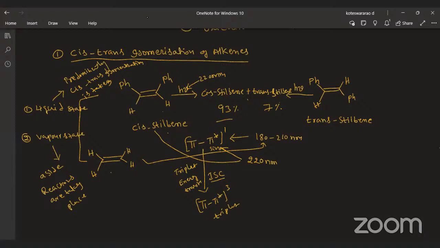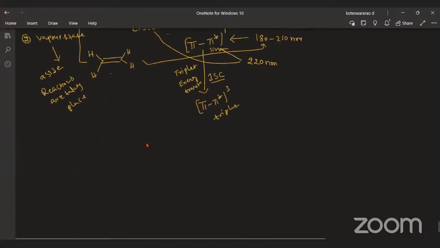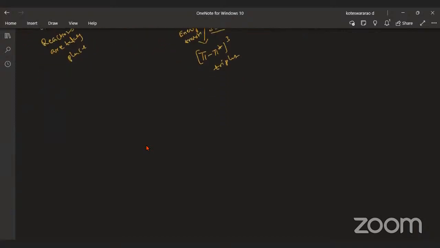Now, coming to the mechanism, it is also very important to understand how this isomerization takes place. Coming to the mechanism, just a minute.